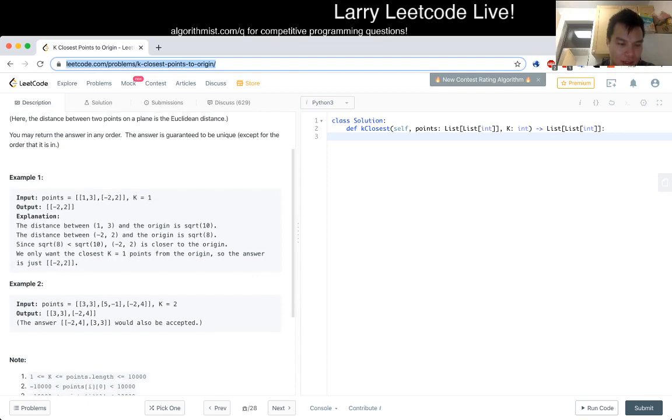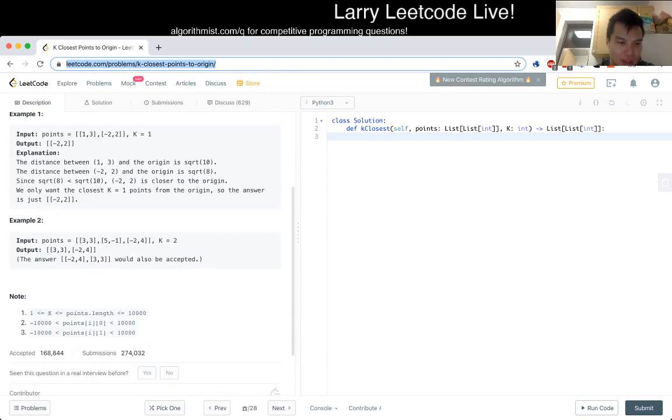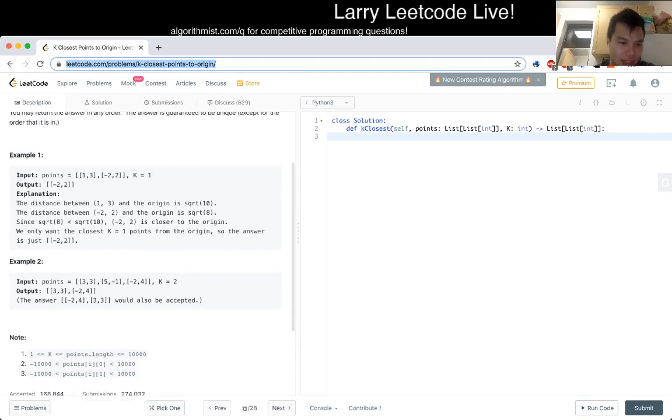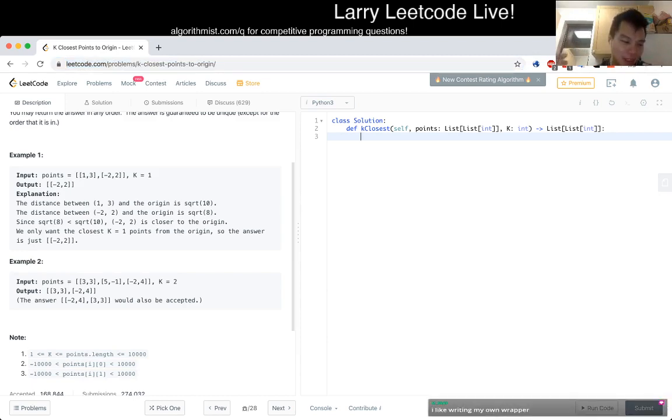Okay, so they're giving 10,000 points. I think this seems like a straightforward application of a heap. There are two types of heaps that you can do on this. One is the trivial heap where you put everything in and then you pop off k times. That's kind of n log n. The other one, which is a little bit fancier, is to have a k heap.